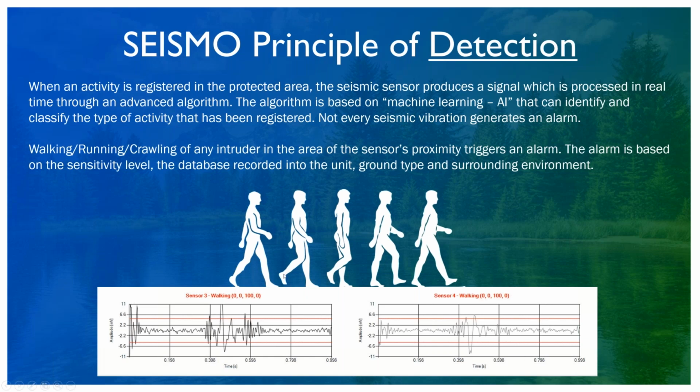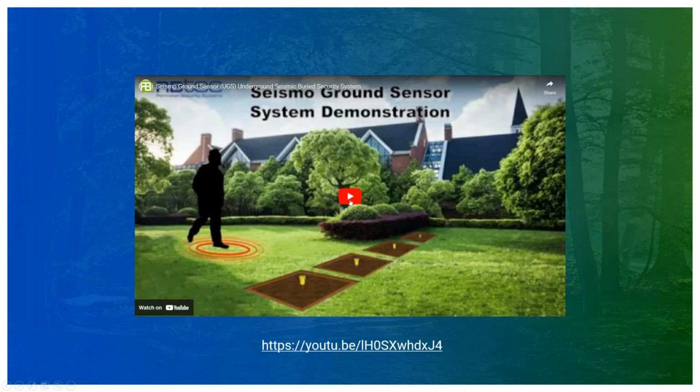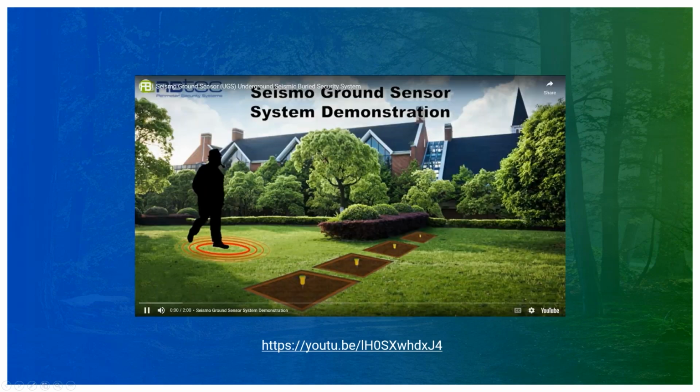One important thing to understand, this system is based on AI. So not every vibration in the ground will trigger an alarm. In this case, it classifies the vibrations, and it will classify if someone is walking versus a construction site or a road or anything that is away from the place the sensors are installed. So I'm going to show you a quick video of how it's working.